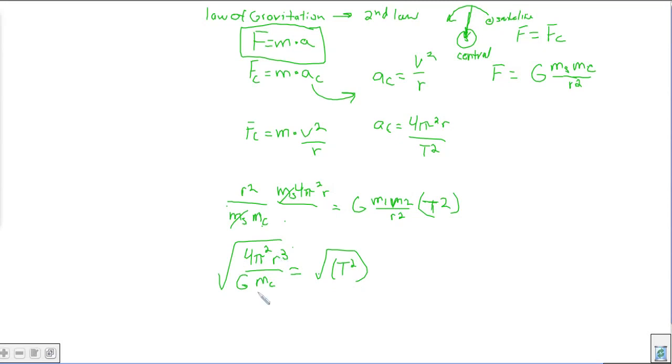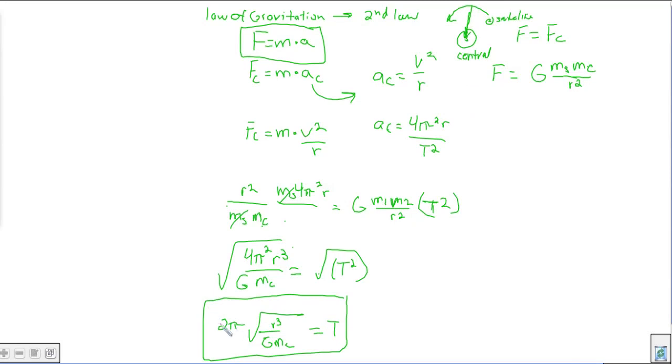The square root of 4 pi squared is 2 pi, and then we'll leave the rest of this in the square root right there. We have 2 pi times the square root of r cubed divided by the gravitational constant times the mass of the central body equals the period. And so there you have the equation to solve for the period of any satellite going around a central body. That could be Earth going around the sun. That could be a satellite going around Earth. That could be any of those things. So pretty amazing stuff.